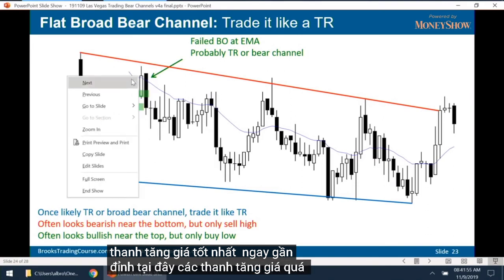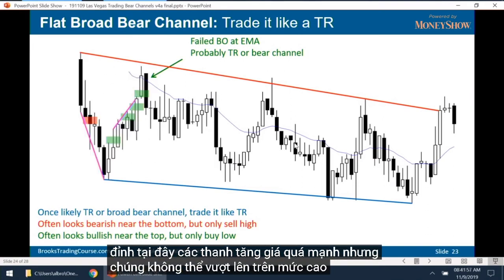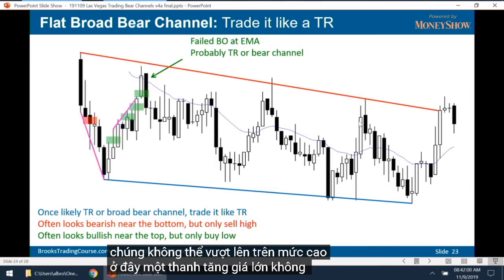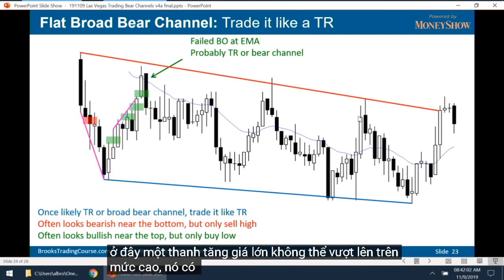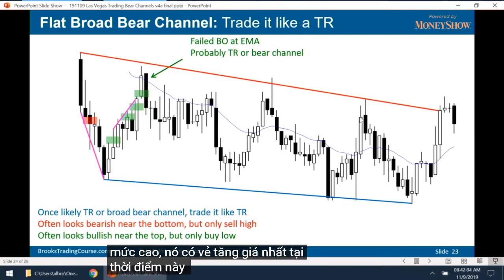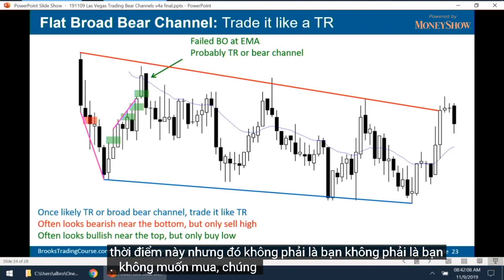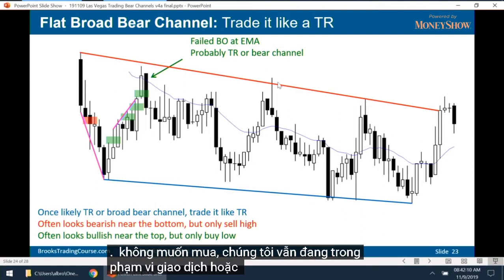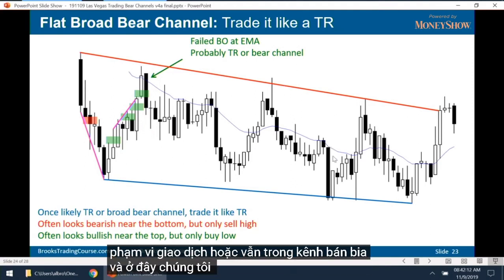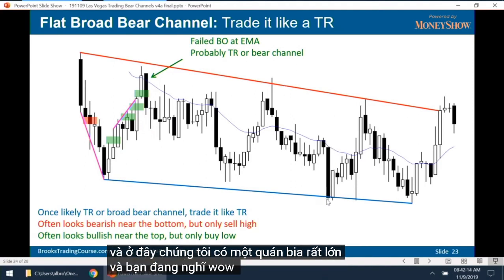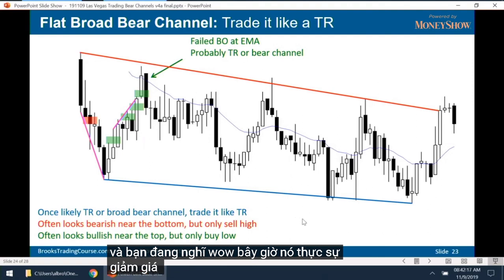Here, two strong bull bars, but they were unable to get above the high. Here, a huge bull bar, unable to get above the high. It looks the most bullish at this point, but you don't want to be buying. We're still in the trading range or still in the bear channel. And here we have a huge bear bar, and you're thinking, wow, it's really bearish now. But what will the follow through look like?